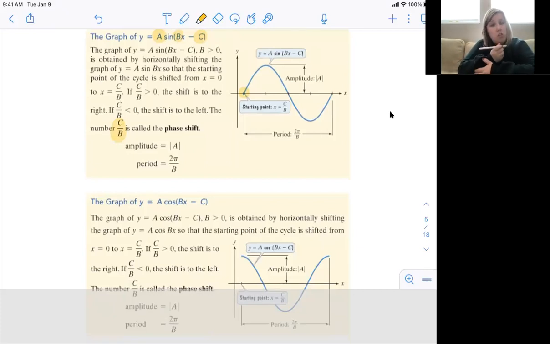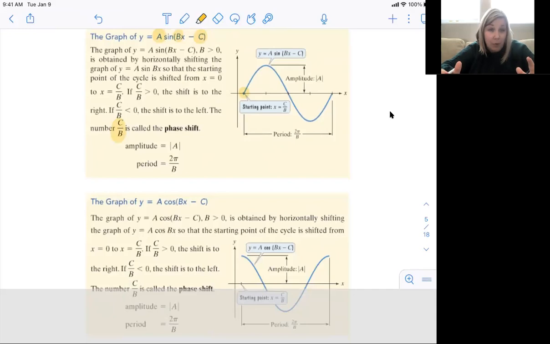And remember, anytime we use B, it's in the bottom of the fraction, the denominator. I remember B for bottom. We always divide by B, no matter what it is that we're doing. So to summarize what we have so far, again, the amplitude is the absolute value of A. The period is 2 pi divided by B. And then the phase shift, our new starting point, is C divided by B.